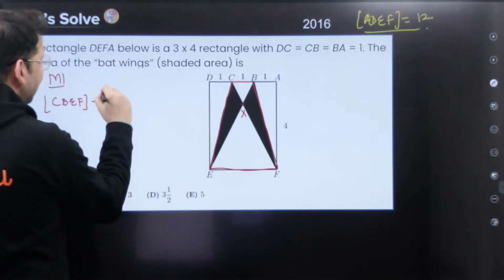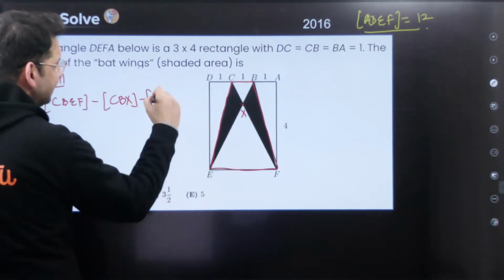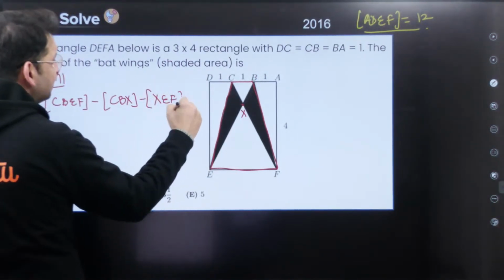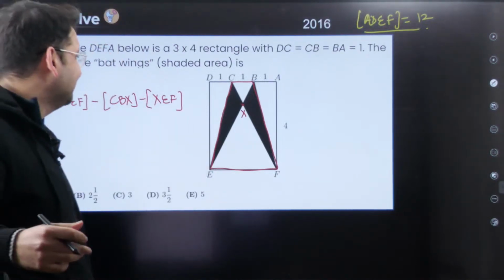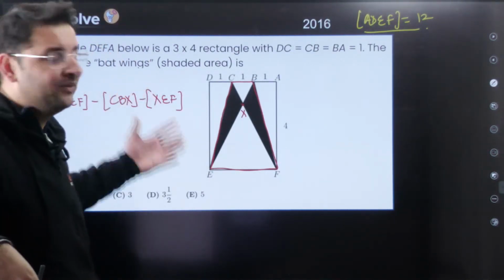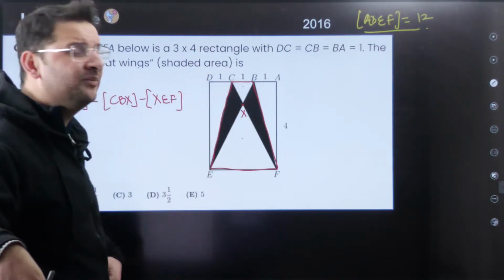Can I say this minus area of CBX minus area of XEF? This is one way to think. And ये तुम्हें सोचना है, simple. This is something that you have to think. This is method number 1. So area of this trapezium minus this area gives you the area of the wings.